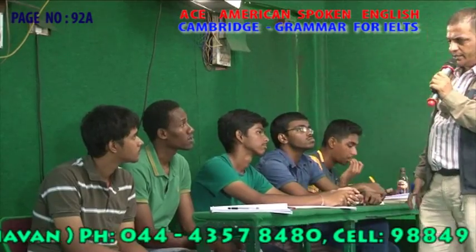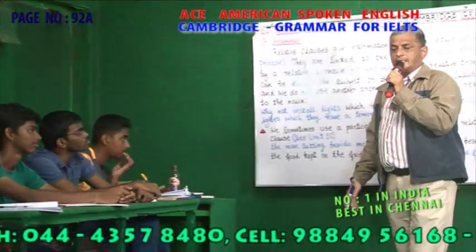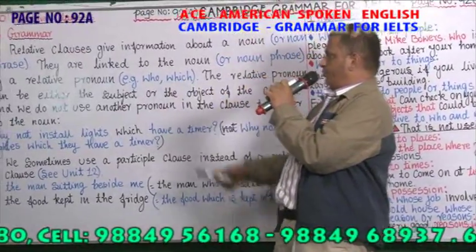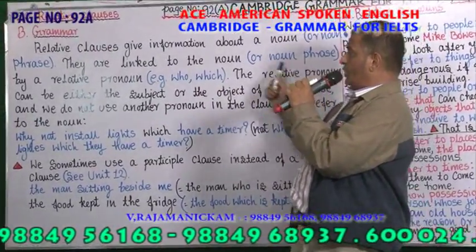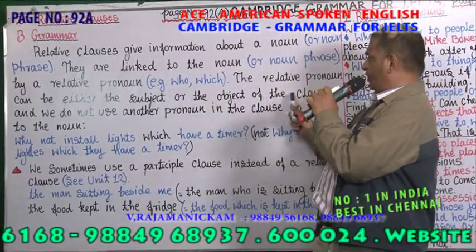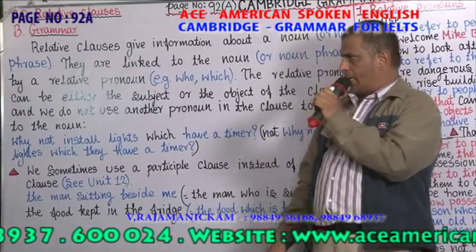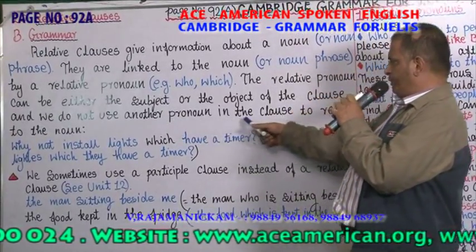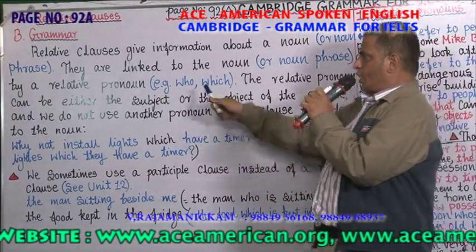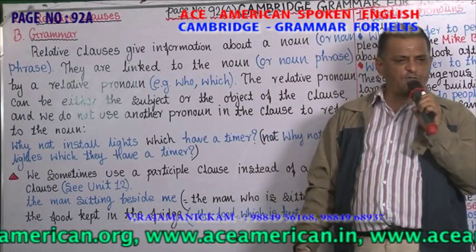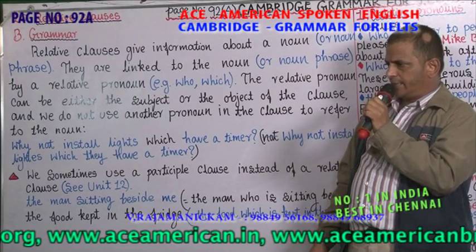So the who stands for what? The boy, right? So a relative clause says something about the subject or the object. So who and which come in between the sentence. The relative pronoun can be either the subject or the object of the clause. And we don't use another pronoun in the clause to refer to the noun. Who stands for person, which stands for object, right?